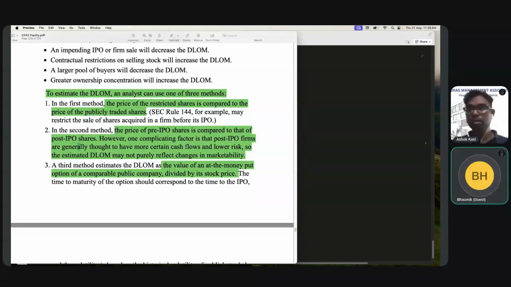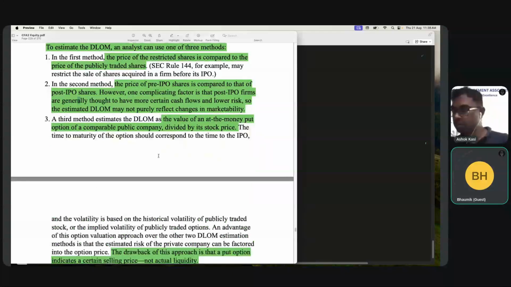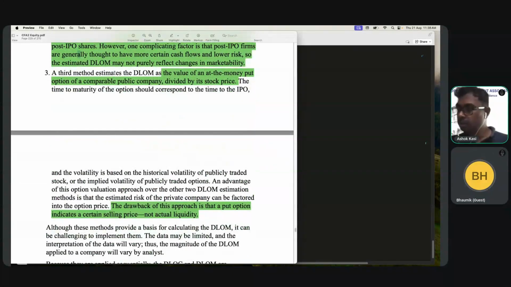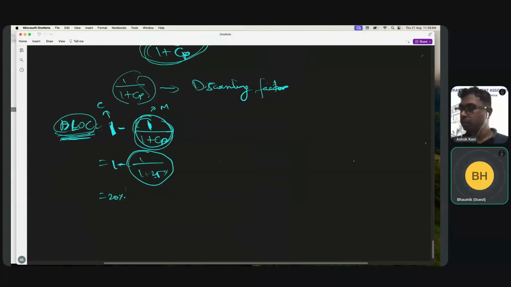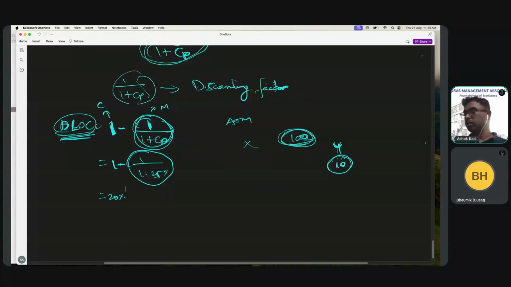Okay. The third one is an interesting one. The third one is an important one also. It estimates the discount for lack of marketability as the value of at-the-money put options. So what does an at-the-money put option mean? This is a put option at the money. Now you have the right to sell a 100 rupee product at 100. And imagine its premium is 10 rupees. That means 10 rupees is the discount for lack of marketability, because finally you are going to get only 90 rupees then.